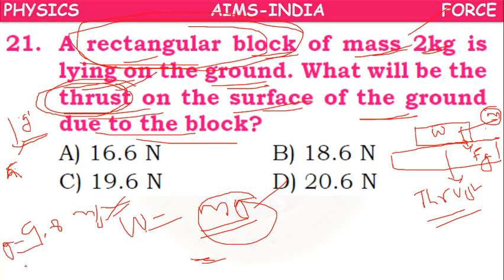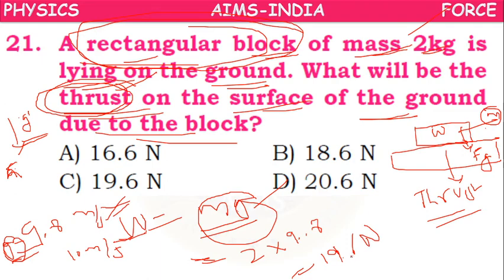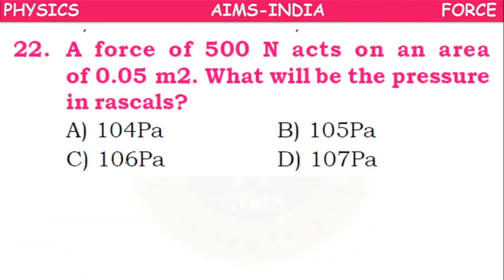Small g is nothing but acceleration due to gravity, or sometimes we can take it as 10 meter per second square. Here the mass given is 2 kg, and g is the acceleration due to gravity of the earth, which is 9.8. 2 into 9.8 equals 19.6. This will be the thrust, 19.6 newtons. So option C is the right answer.